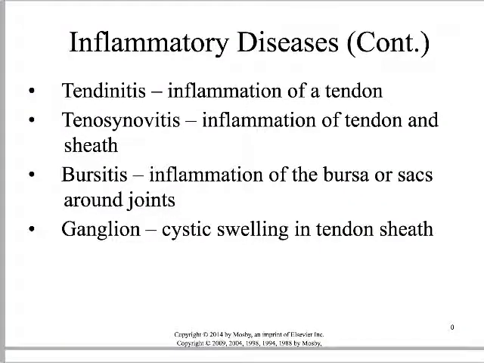Some other terms that we need to be familiar with is tendonitis, just inflammation of a tendon. So differentiating, is this tendonitis versus arthritis, is going to be important. Tenosynovitis, inflammation of the tendon and the sheath around the tendon. Bursitis, inflammation of the bursa or the sacs around the joint. We frequently see that in the elbow or in the shoulder. And then a ganglion might be a cystic swelling in the tendon sheath. So we got examples of those on page 37. These are frequently going to be cause for MRI imaging, right? That's going to be the best way that we're going to detect these things.